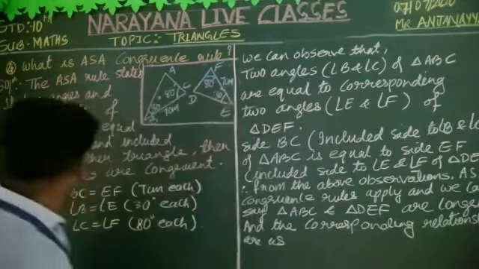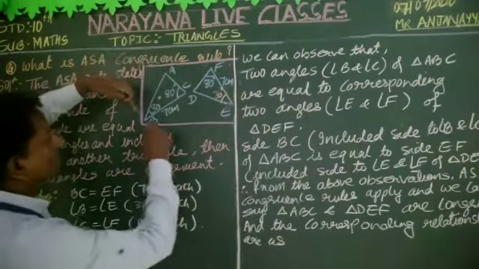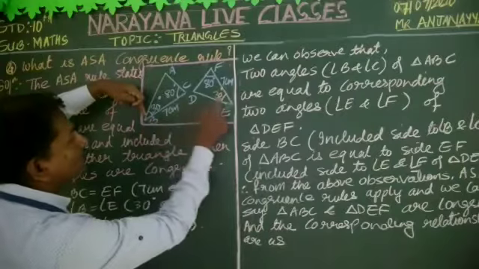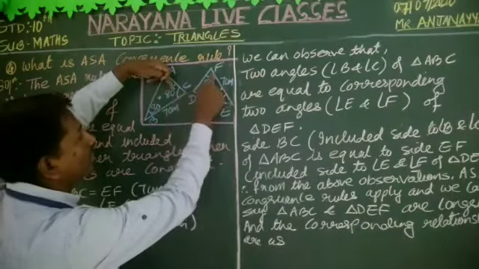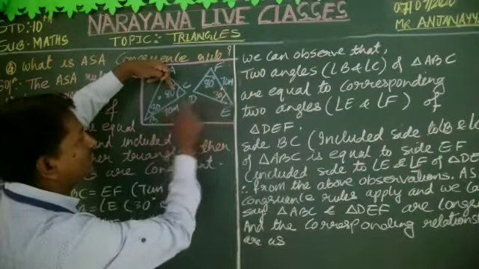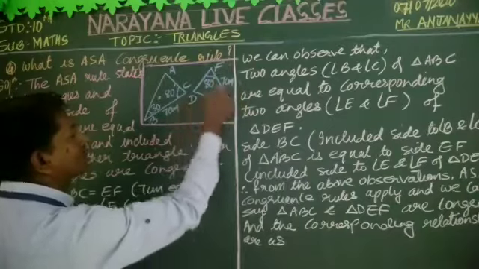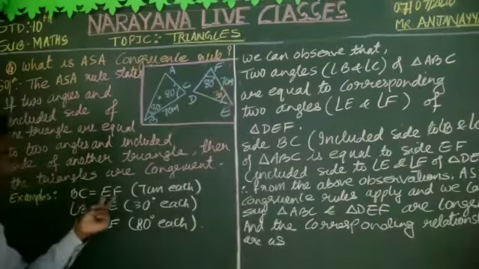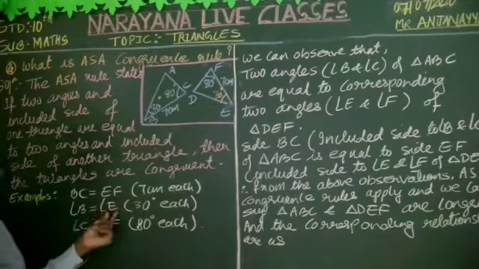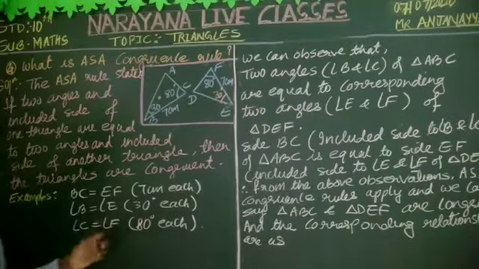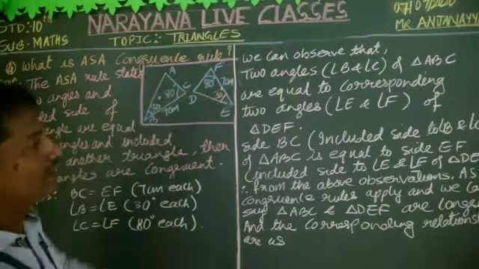Example: I take these two triangles. See here, angle B is congruent to angle E, each is 30 degrees. Angle C is congruent to angle F, each is 80 degrees. And BC is congruent to EF because each is 7 centimeters.